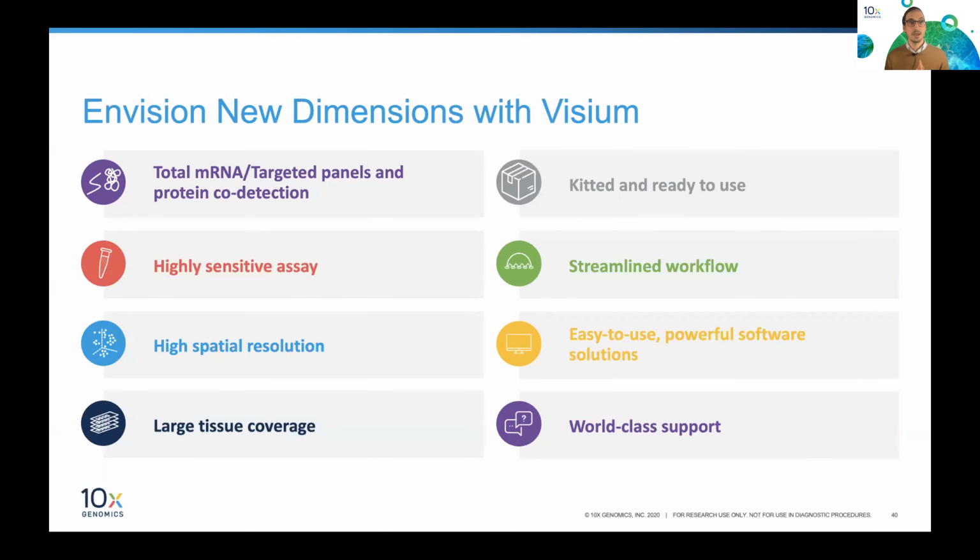So to summarize, the Visium solution is giving you the opportunity to look at either the whole transcriptome, or you can also do targeted panels. It's a highly sensitive assay. You have high spatial resolution. You cover the entire tissue section. It's kitted, ready to use. If you have used any of 10x products, our customers are very happy that we include everything in the kit. So it's a very nice experience. It's a streamlined workflow. We have software, and our support team is great and happy to answer any questions that you might have.